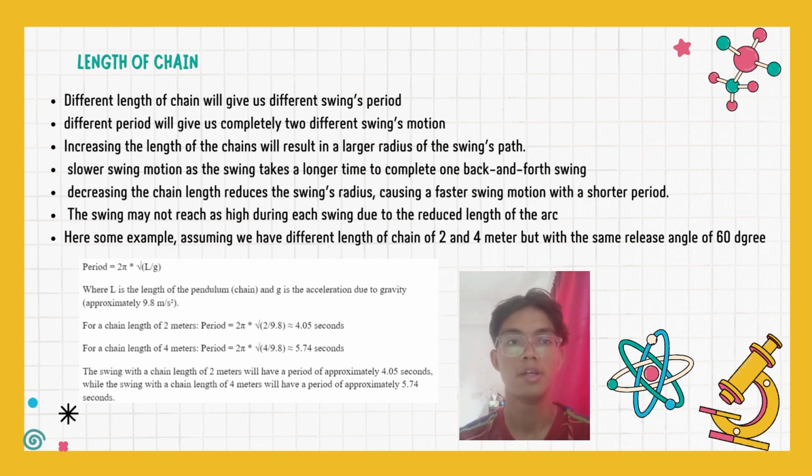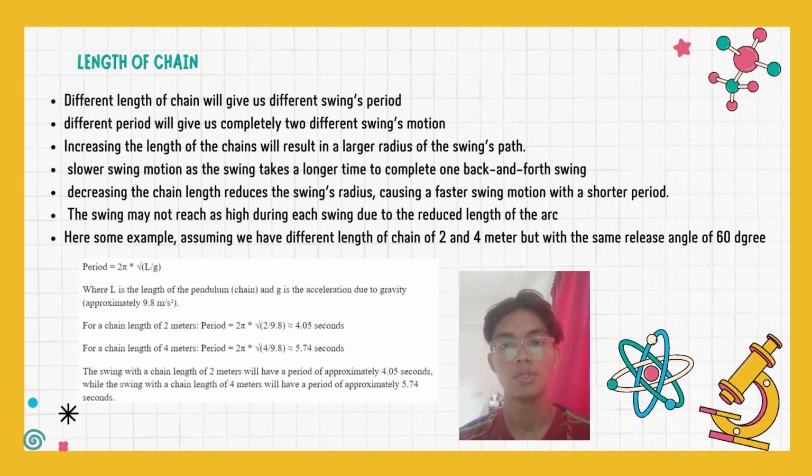We will calculate the period, and I will explain about the period first. The period of a pendulum, like a swing, is the time taken to complete one full oscillation, going from one extreme point to the other and back. The period can be calculated using the formula 2 pi times square root of L over g, where L is the length of the pendulum and g is the acceleration due to gravity, approximately 9.8 meters per second squared.